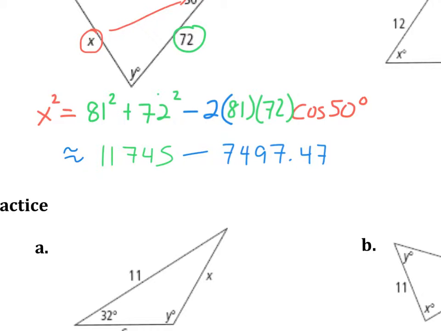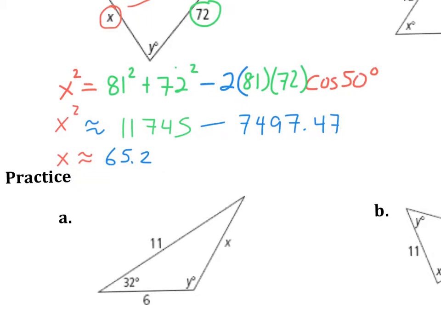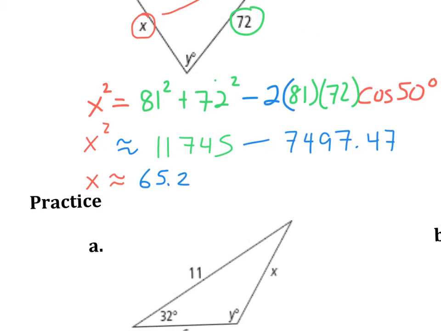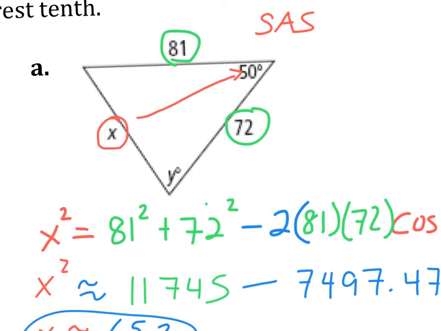Now notice I'm still at x squared here. So in my calculator, when I subtract these, then I hit the square root button. So I'm going to do that all in one step. Good, so after I subtract those and take the square root, I get approximately 65.2. So let's go up here to see if that's reasonable.